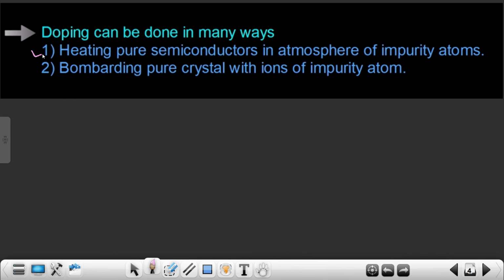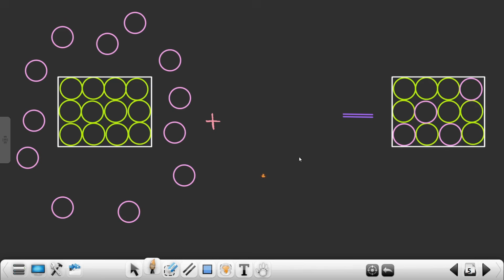The very first method is heating a pure semiconductor in the atmosphere of impurity atoms. As you can see over here, this is my crystal, and inside that particular crystal there are lots of atoms. I just represent it in the normal way, because I want you all to understand the concept. Let's assume that this is my pure intrinsic semiconductor, and for the time being I will assume it is a germanium crystal. If you want, you can assume it as a silicon crystal as well.